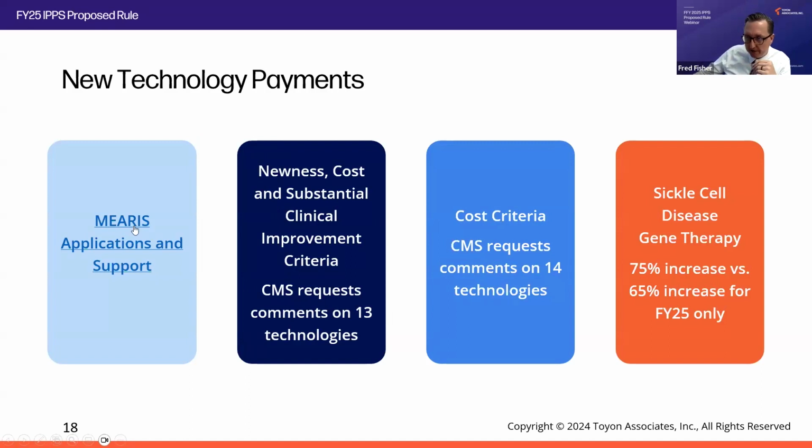This is not too applicable to providers. These applications are for manufacturers and drug or technology developers. But I guess the takeaway on the new technology this year is there are 13 that are under review for the newness, cost, and clinical improvement criteria, 14 under review for the cost criteria, and a lot of these are related to sickle cell disease. And CMS is proposing only for 25 that a new technology payment related to sickle cell disease gene therapy is a 75% bump up instead of 65%. And that's a complicated formula, but it does result in additional revenue for providers that are using those technologies.